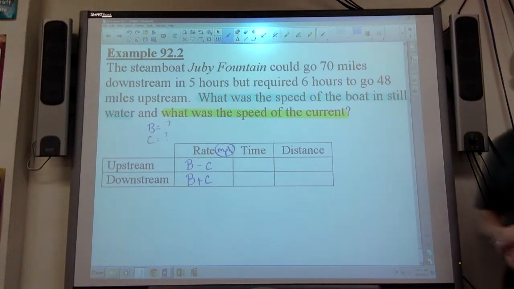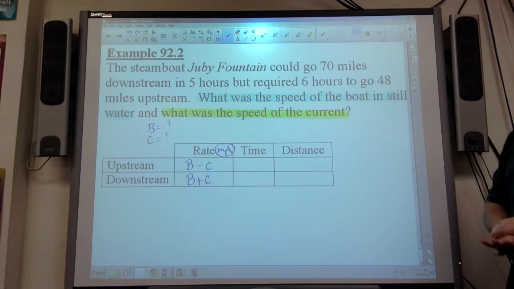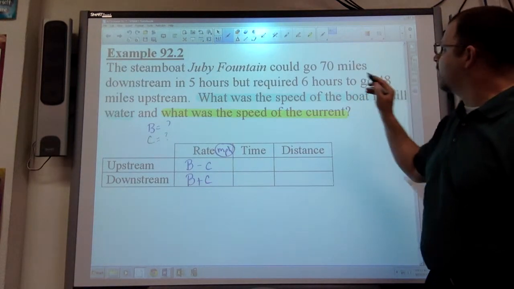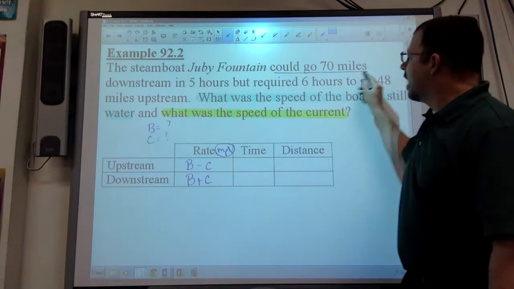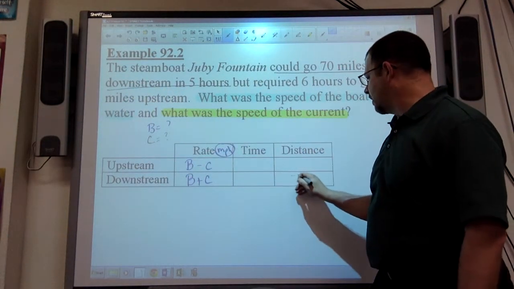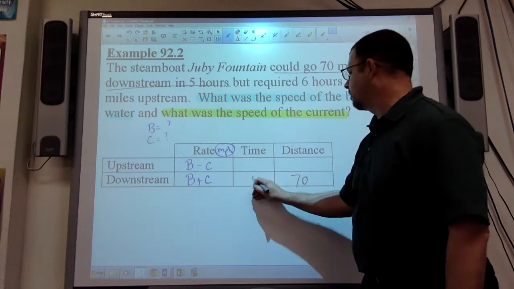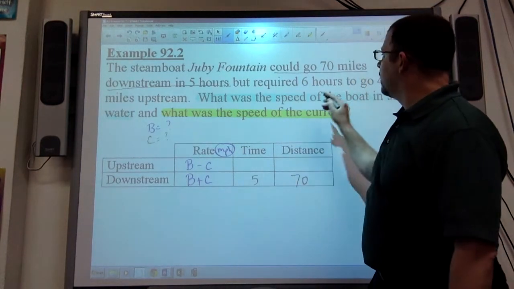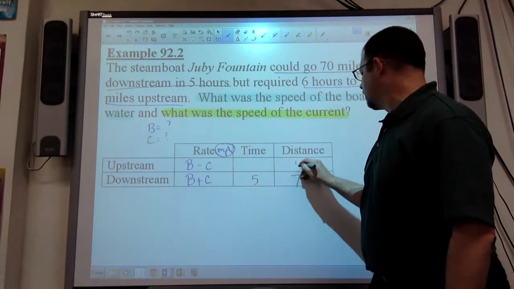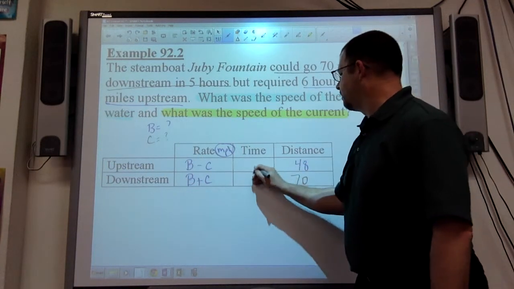All right, now let me explain to you why this is so very easy. If I write down the facts that I know, 70 miles downstream in 5 hours. Okay, so they gave me the downstream distance and the downstream time. And they give me the 6 hours to go 48 miles upstream. They give me the upstream distance and the upstream time.